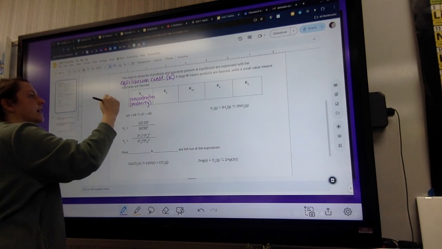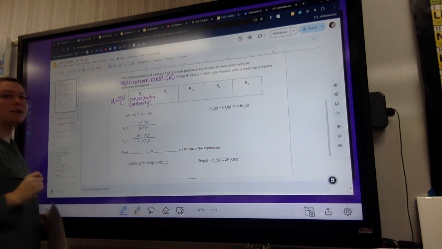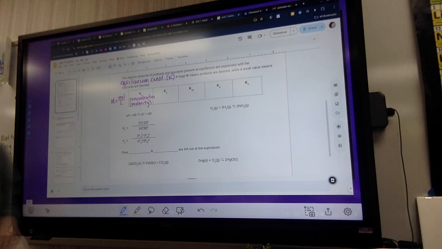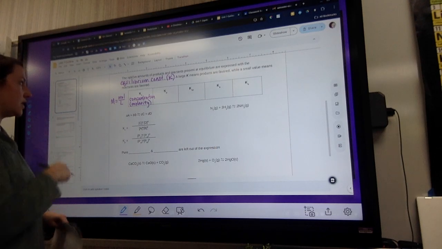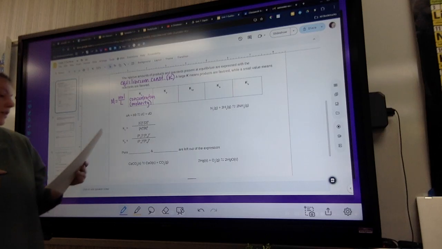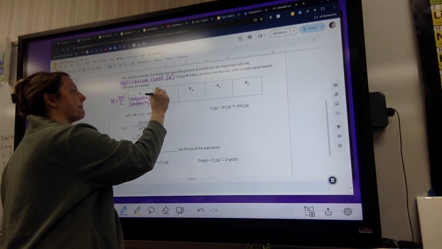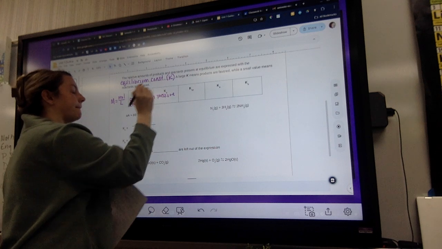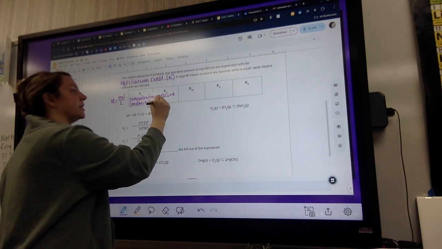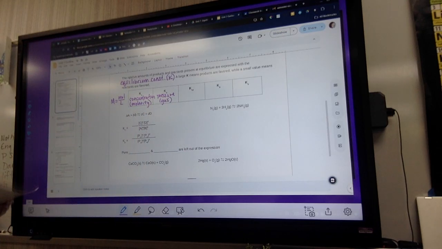Remember that molarity is equal to moles over liters. A lot of times, we have to convert the milliliters into liters by moving the decimal 3 times. Okay, the next one is pressure. This is when we're dealing with gases. We're going to use pressure.